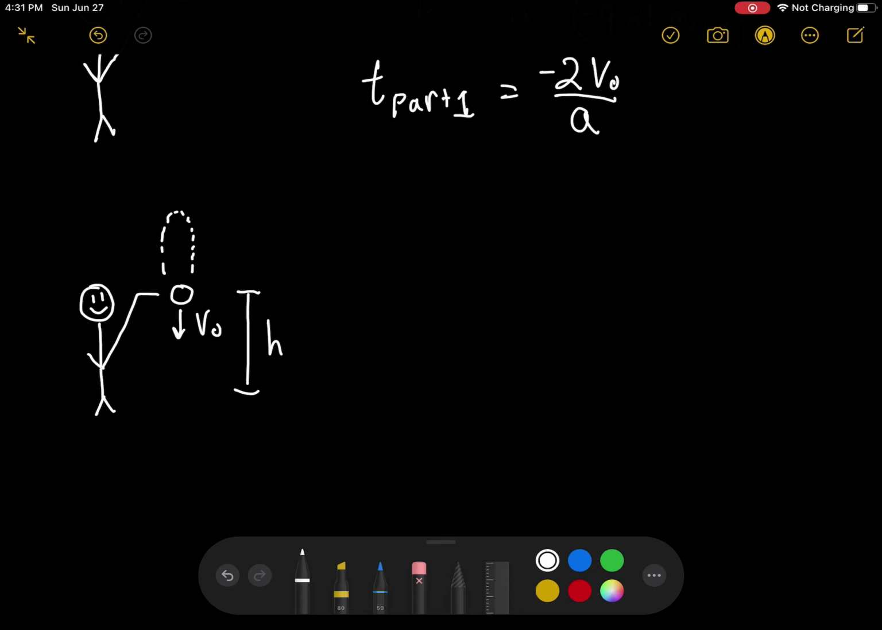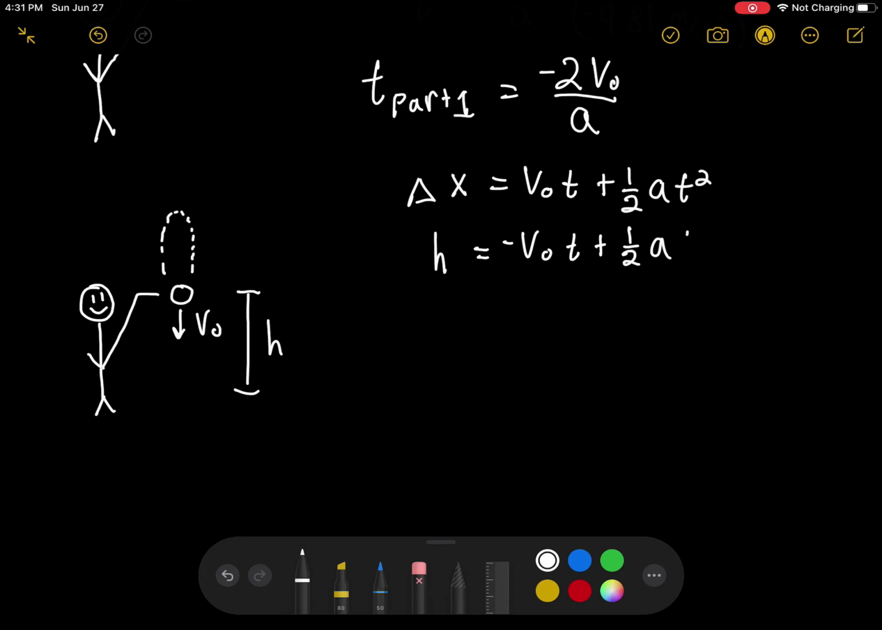And now we're able to use the second kinematic equation to solve this. For this problem, it would be delta x is equal to v naught t plus 1/2 a t squared. And let's plug in a little bit of what we have so far. This will be h. And remember, this is going in the downward direction. So it is minus v naught this time. T plus 1/2 a t squared.